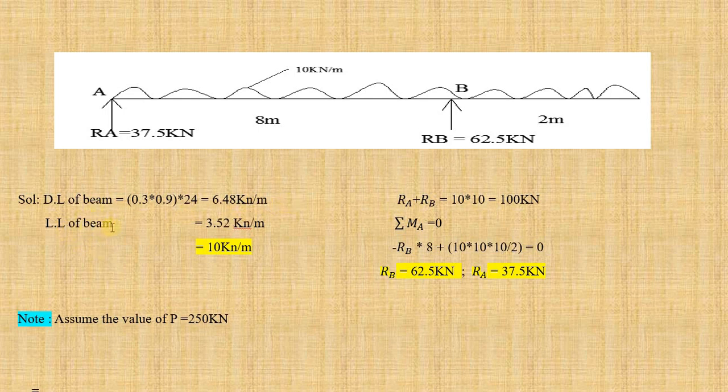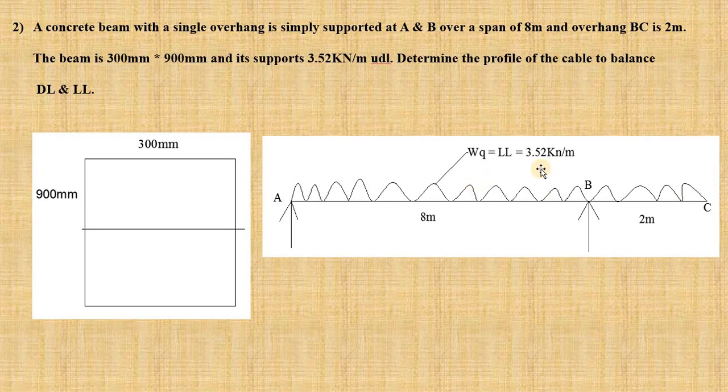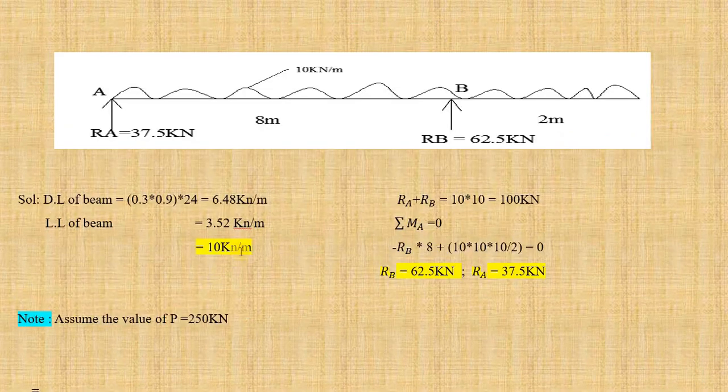Next is the live load. This has been given directly in the question. Take the value, add both the values and the total we will get the load as 10 kilonewton per meter. You should consider that load for the further calculation. So in the diagram you can clearly observe that in the previous diagram I had considered UDL as 3.52 kilonewton per meter. Now after the calculation, the total load is 10 kilonewton per meter. I am considering that for the calculation.